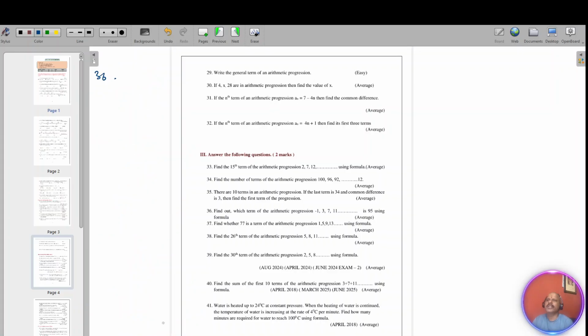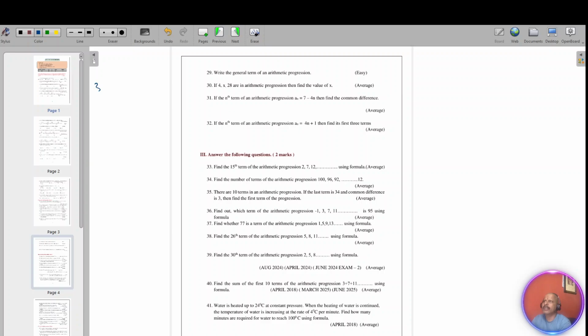Find out which term is 95. It's very important. It's already there in the textbook. Which term is 95 means you assign that to AN equals 95. Then find N here. So A is minus 1, D is 3 minus of minus 1, that is 3 plus 1, 4. So N is question mark. AN is equal to A plus N minus 1 into D. Assign and find the N. Okay. We'll move to the next question.